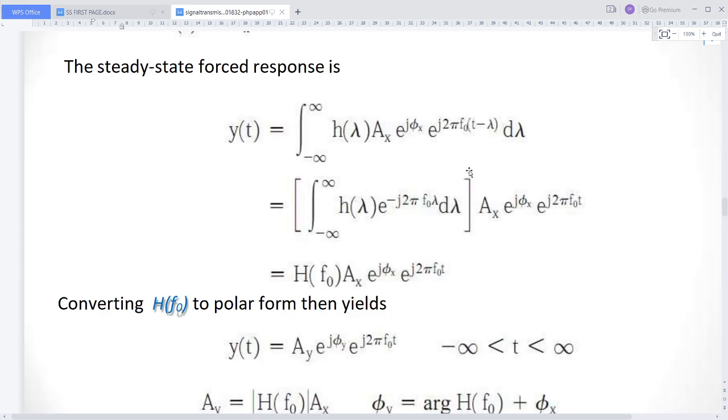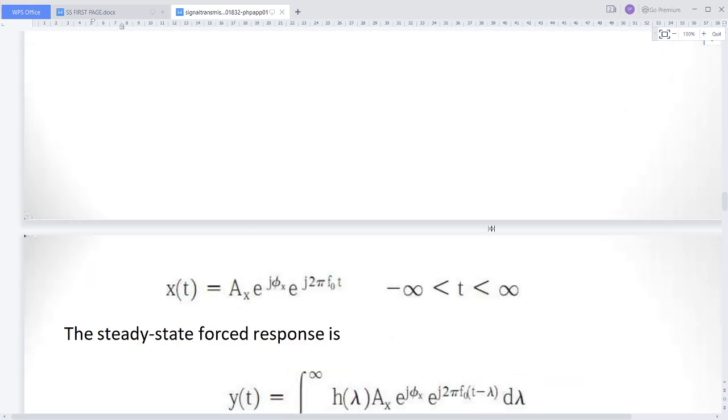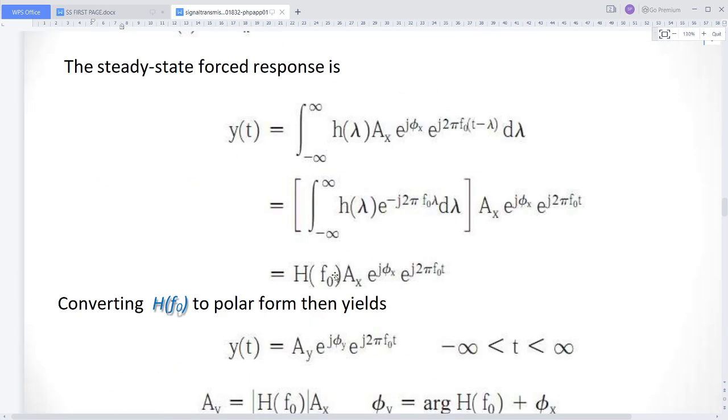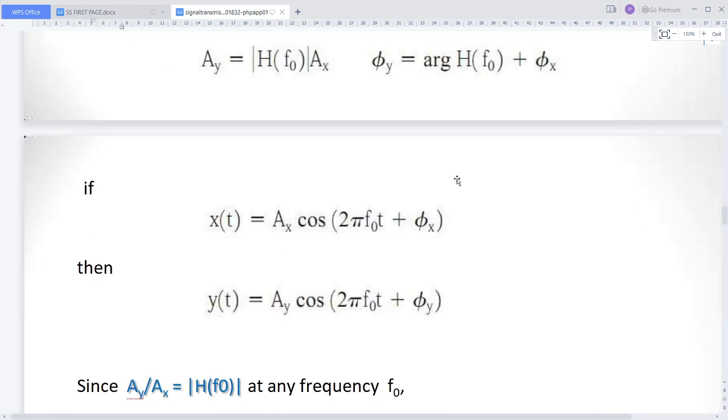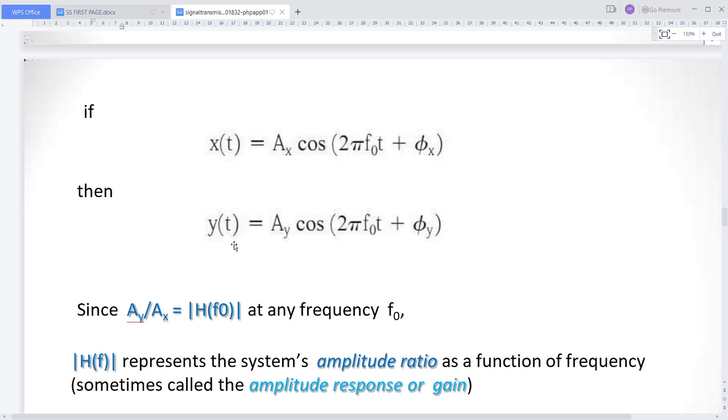This is a steady state forced response. Steady state forced response y of t is equal to the integral from minus infinity to plus infinity of h of tau. Here we have the x of t, and in place of x of t we have this one. If you simplify, you can get this H of f naught. This is a dummy frequency variable. If you go through this derivation, you will get the final answer for y of t. Y of t is the output from the system whose input signal is the impulse signal. The output is called the impulse response.